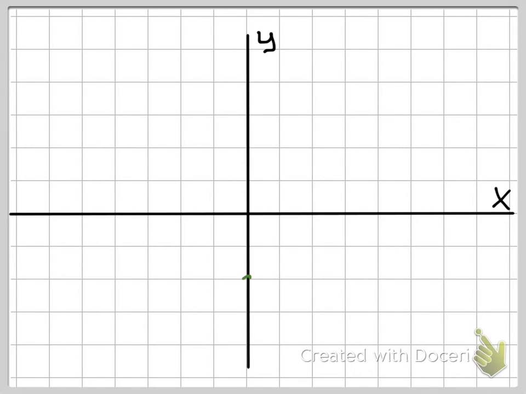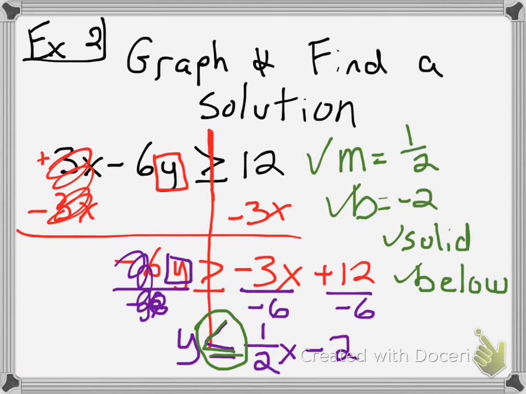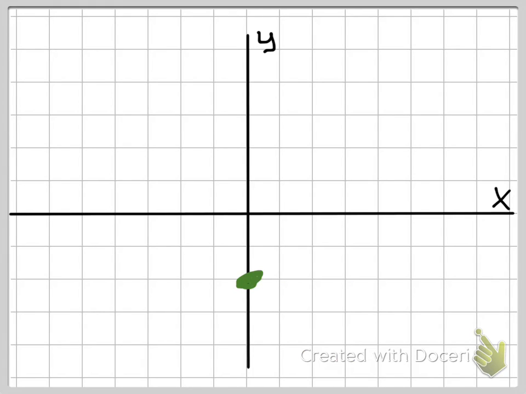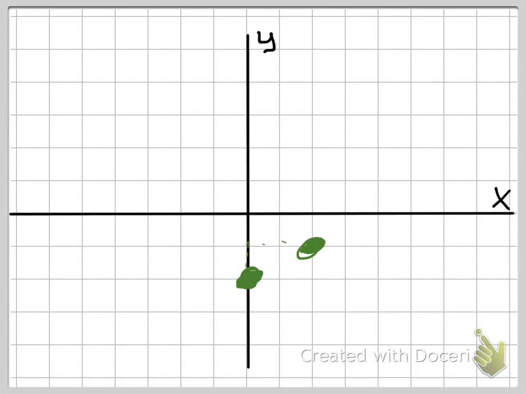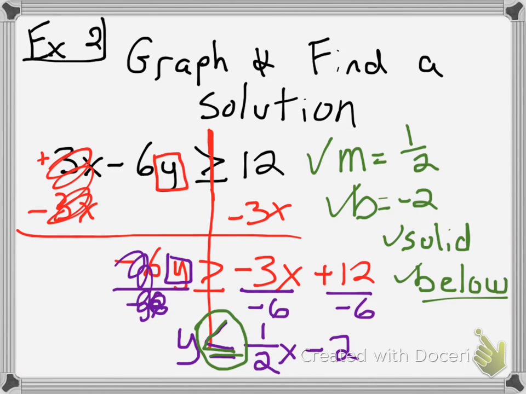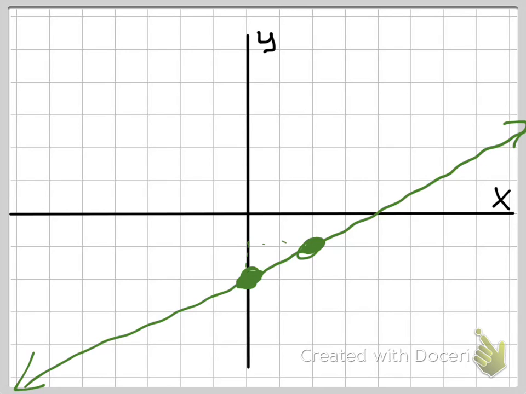Y-intercept, I'll stay in green here, is negative 2. My slope is 1 over 2, so start here. Go up 1 over 2. Always start on the y-axis. I have a solid line, so you draw as straight as you can. Less than means I shade below. So I'm going to shade below the line here.